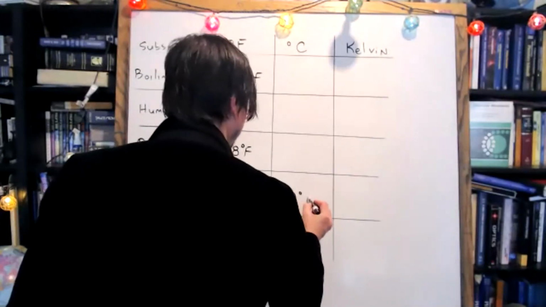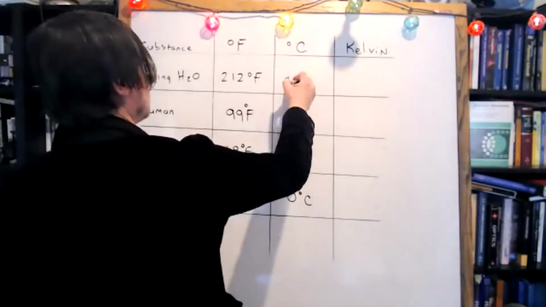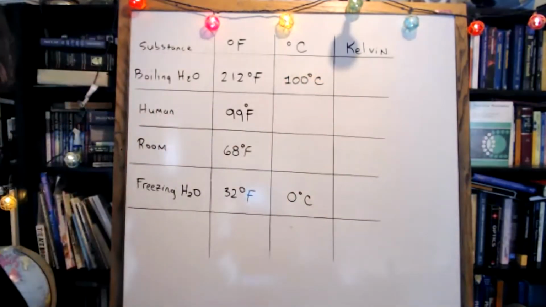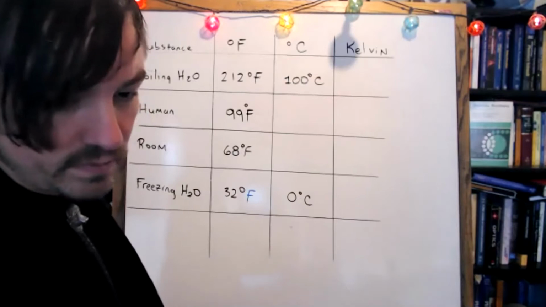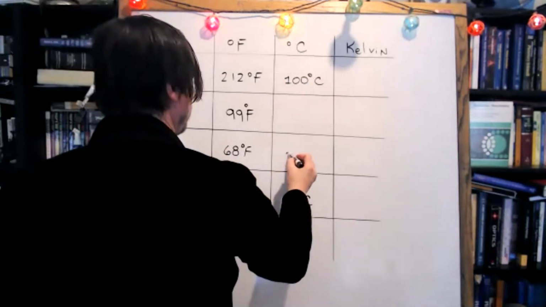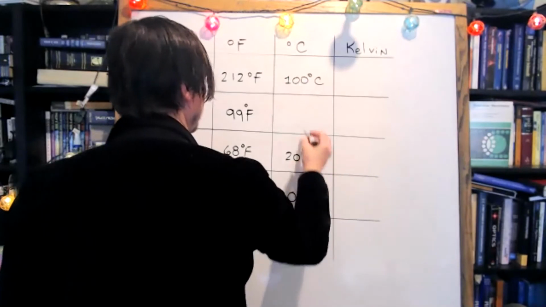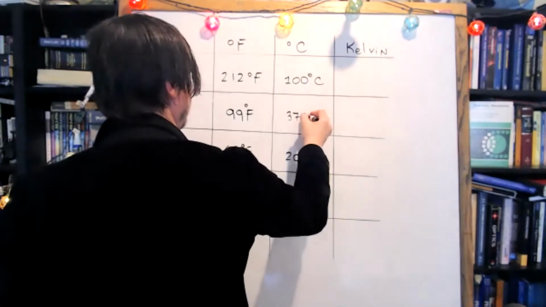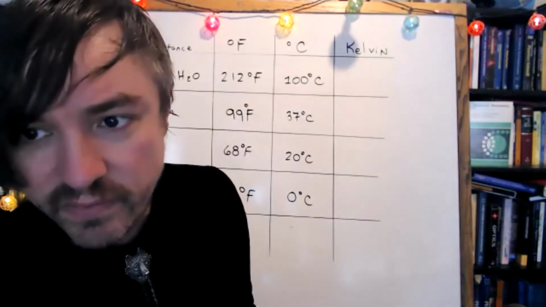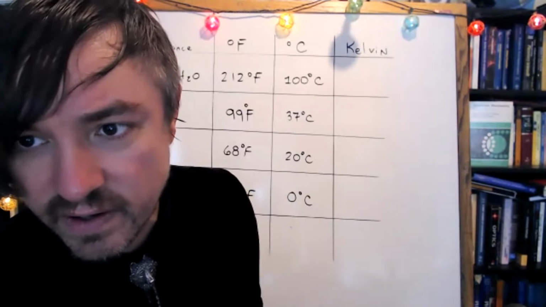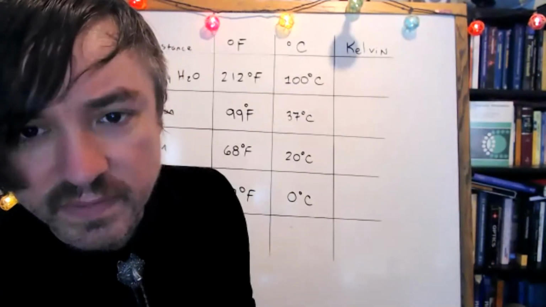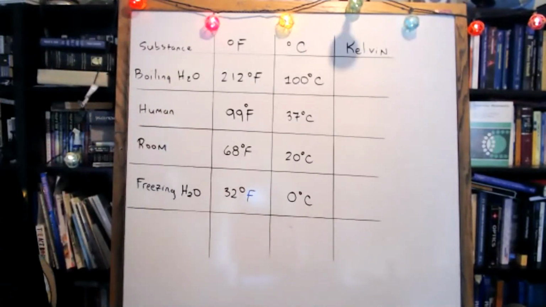So in Celsius, we set freezing water to 0 degrees Celsius, boiling water to 100 degrees Celsius. Room temperature is around 20 degrees Celsius, and a human body is 37 degrees Celsius. Did I do that right? I would ask Valentina, but I don't see her there. Let me just check my cheat sheet. Yeah, okay.